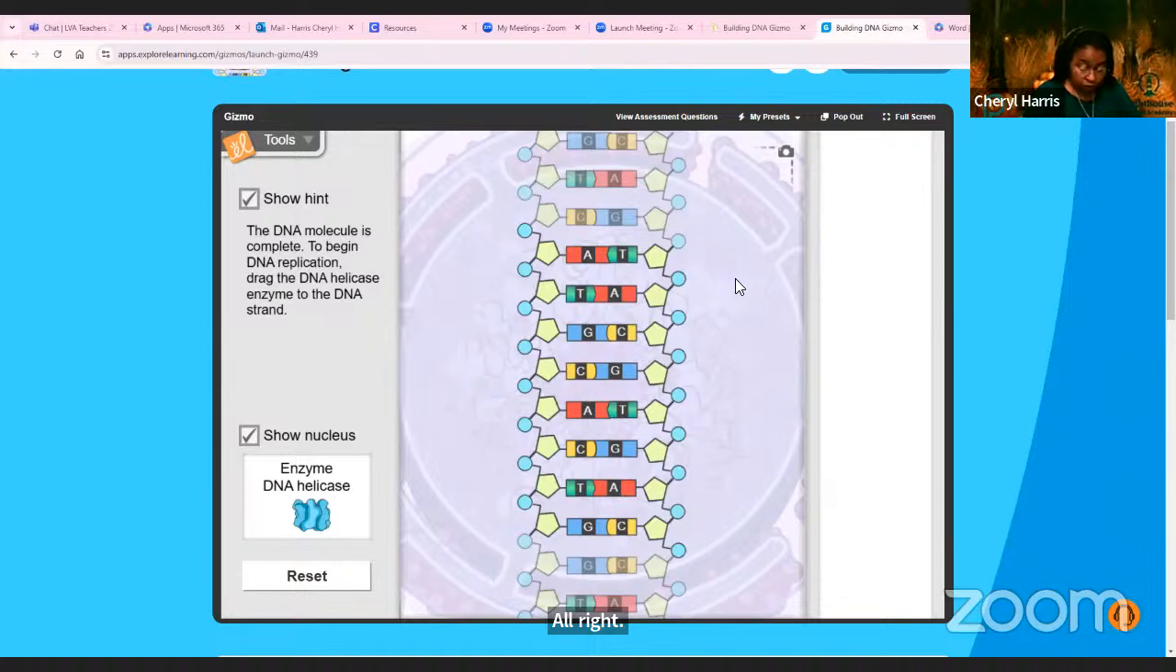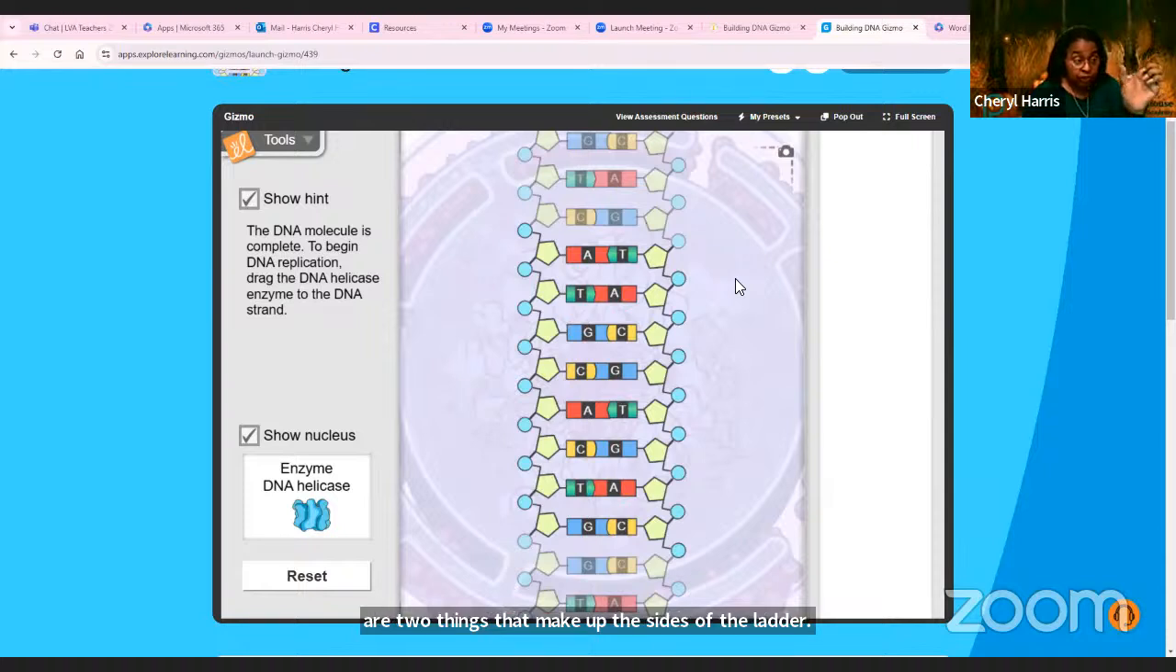For question 3, remember that there are 2 things that make up the sides of the ladder, and the rungs of the ladder are just the little sections that are in the middle. I know some of these words have similar names, so don't confuse the names.